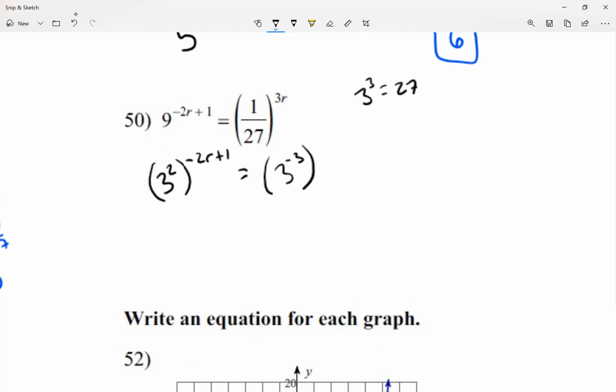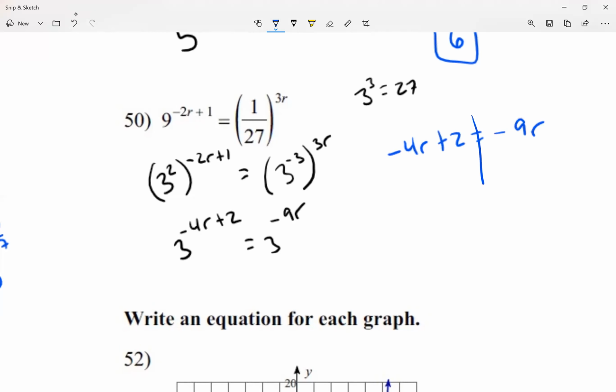I'm going to use my fraction, and write it as a negative exponent. And then outside of the parentheses, I still have 3r. Remember, gotta use the distributive property. The number inside the parentheses is multiplied by the number outside of the parentheses. So I have 3 to the negative 4r plus 2 is equal to 3 to the negative 9r. Now that my bases are the same, I'm just going to let the exponents equal each other. So I have negative 4r plus 2 is equal to negative 9r.